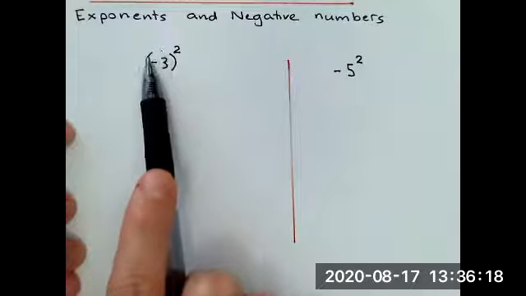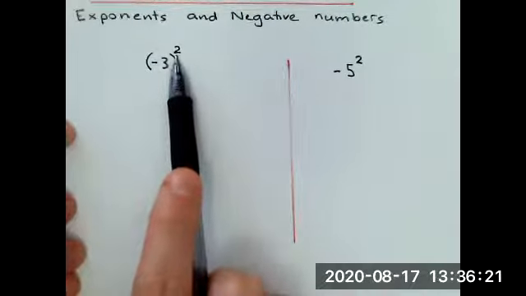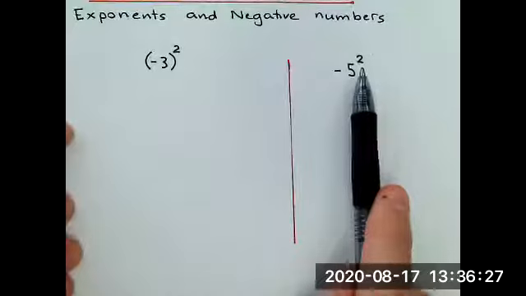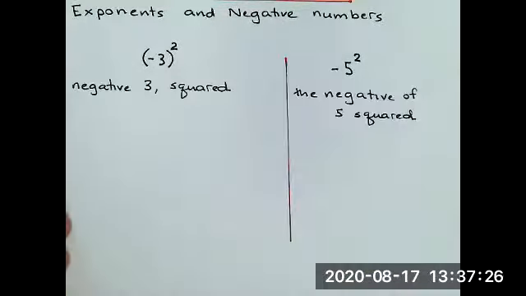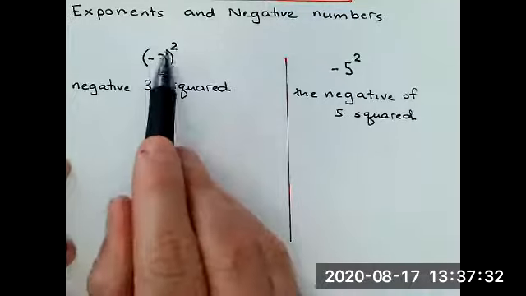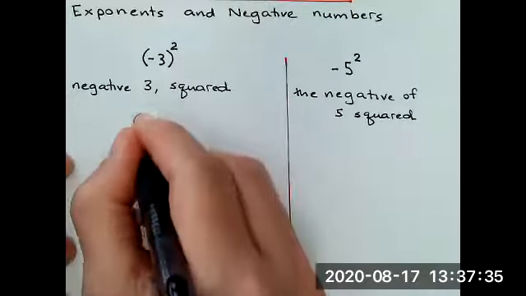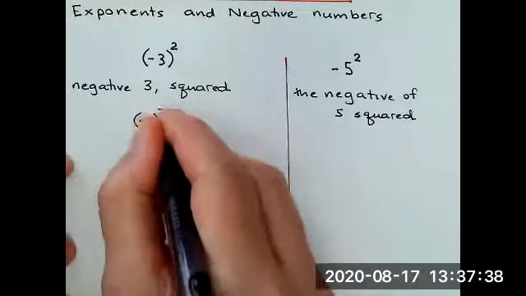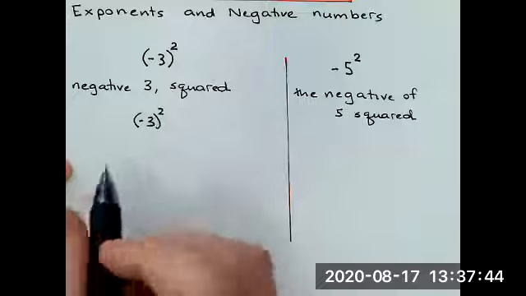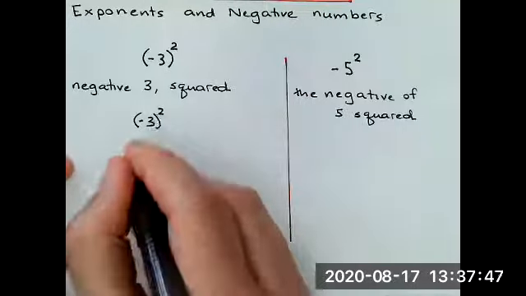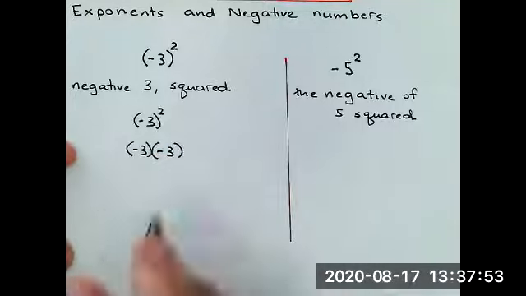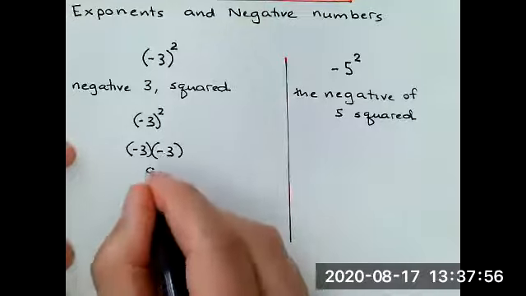This is -3, the quantity, squared. This is the negative of 5 squared. So -3, the quantity, squared. If the negative is inside the parentheses, then the negative gets repeated. So -3 squared is -3 times -3. A negative times a negative is positive.